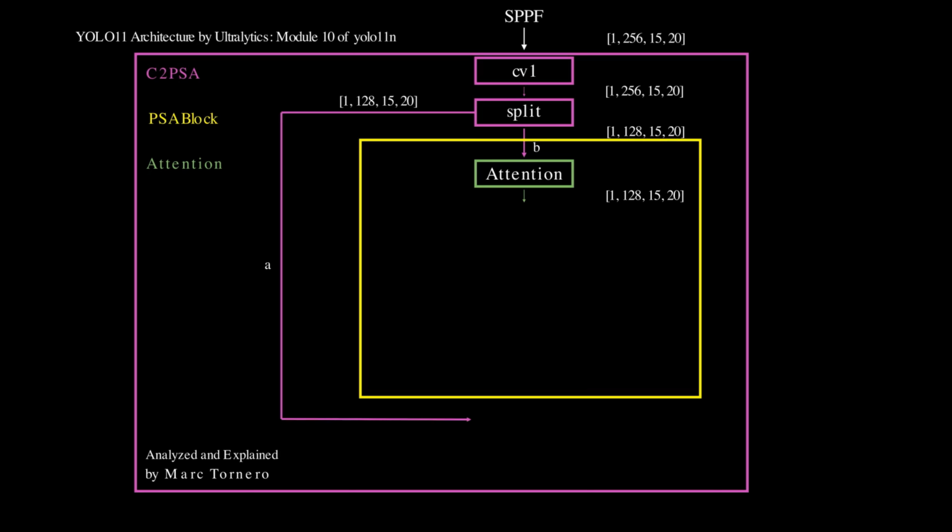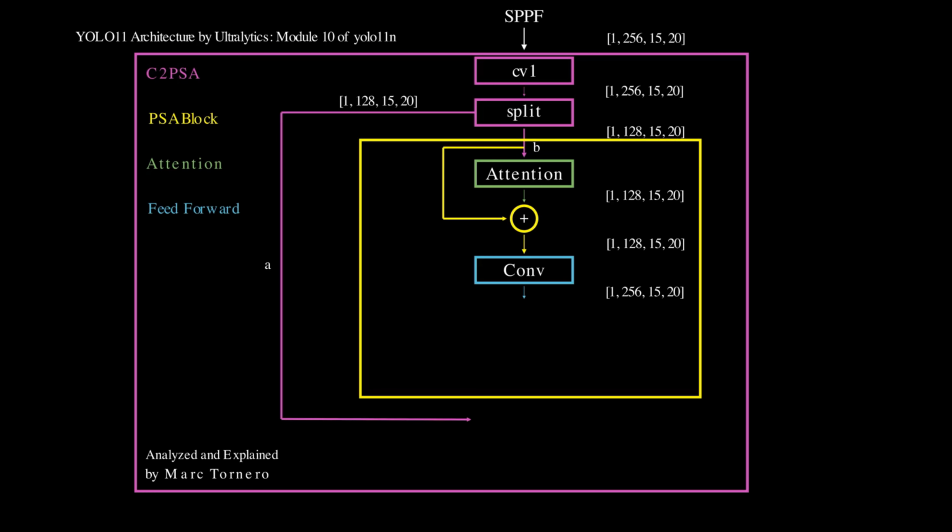Within the attention block, the tensor B undergoes several operations, including query, key, and value generation. We'll dive into the specifics of this process shortly. The output of the attention mechanism is combined with a skip connection, and we then move into the feed-forward network. In the feed-forward network, the tensor is processed by two convolution layers. The first one increases the channels to 256, while the second convolution reduces the channels back to 128. To this result, we add another skip connection for improved information flow.